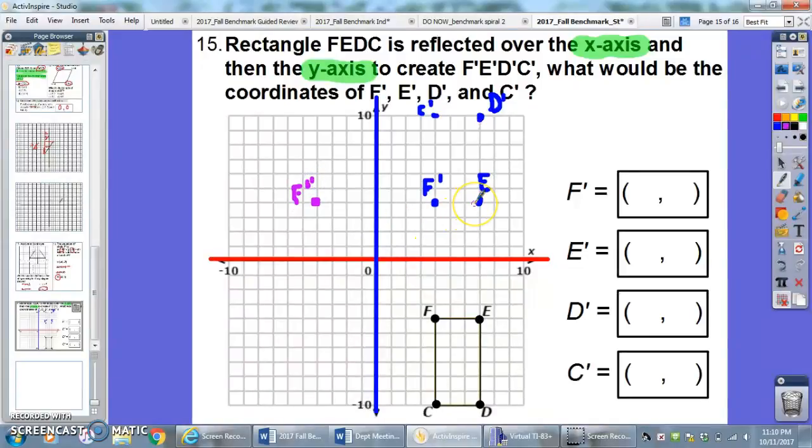And then E would be 7 because 3 and 4 make 7. So there would be E, E double prime. A little sloppy. And then I can tell where my other points would be pretty easily. So just make sure I label them. And last but not least, D, right there.